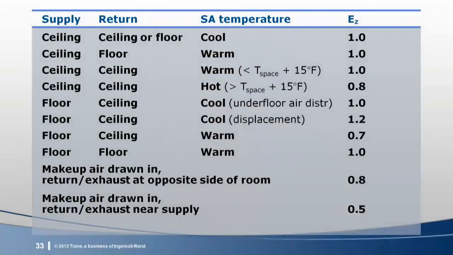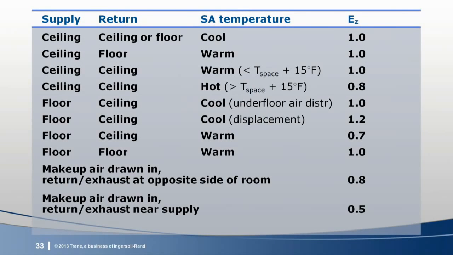E sub z helps the designer to account for ventilation air that is delivered to the space by the diffusers, but bypasses the actual breathing zone. E sub z is simply a lookup. In Table 6-2, the standard provides default values for 10 different air distribution configurations. Here's an excerpt from that table.